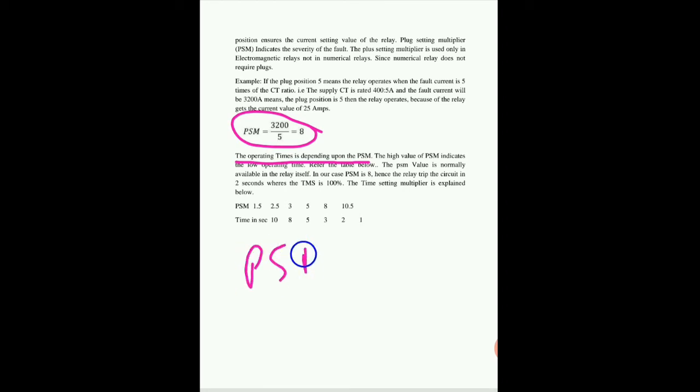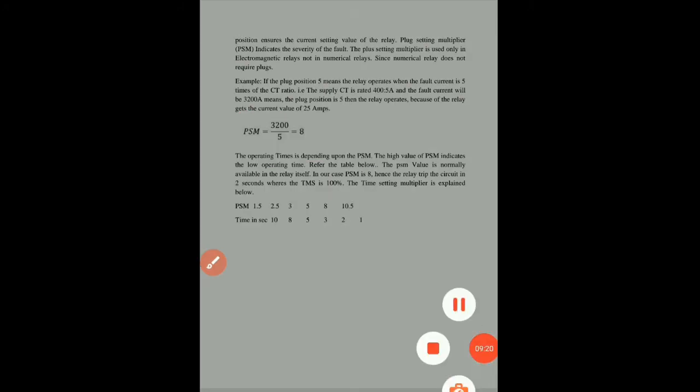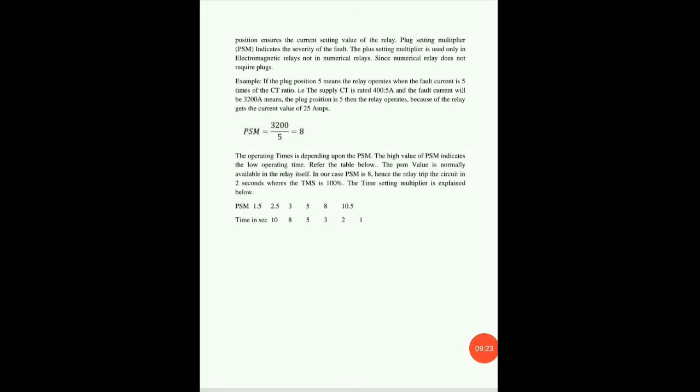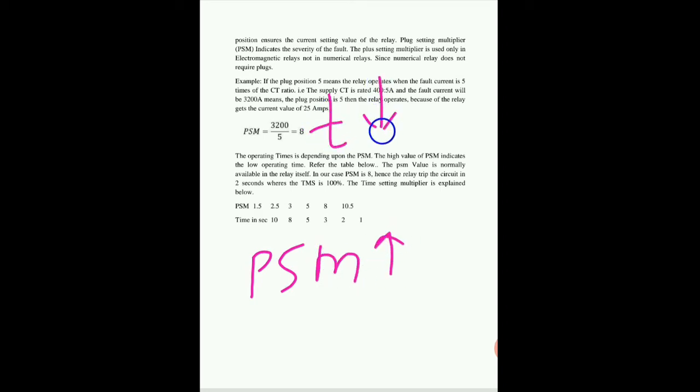Now the operating time is depending upon the PSM. The operating time depends on the plug setting multiplier. If the value of PSM is high, then the operating time is low. Once again, if PSM is high, then we get operating time low.